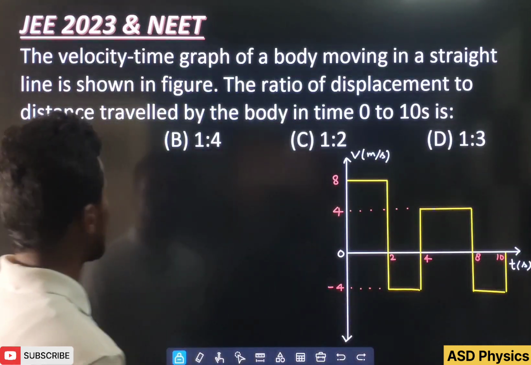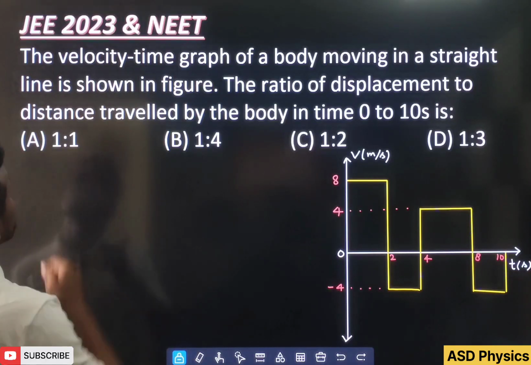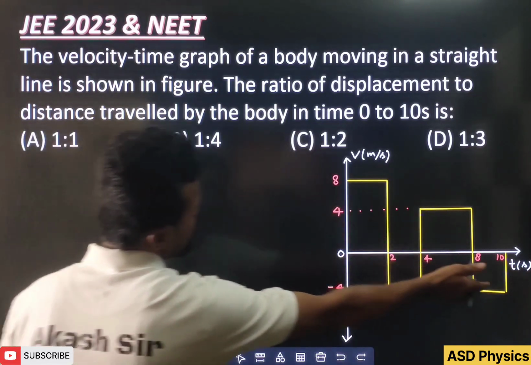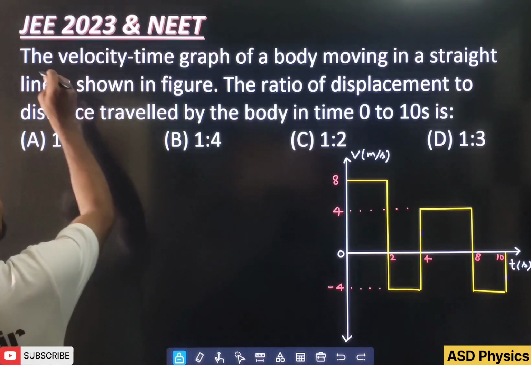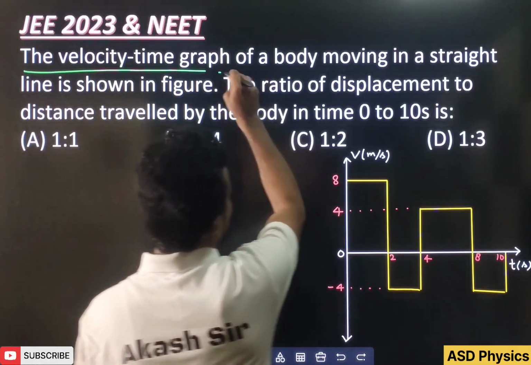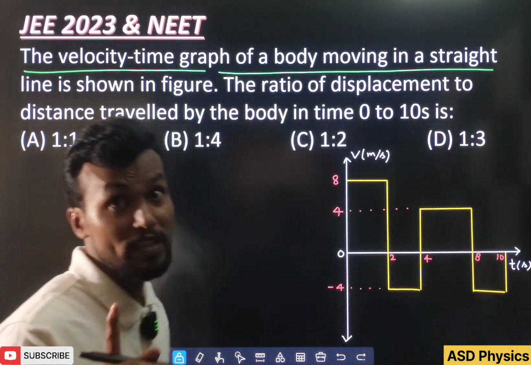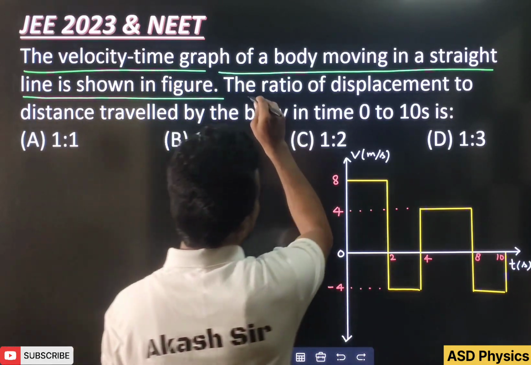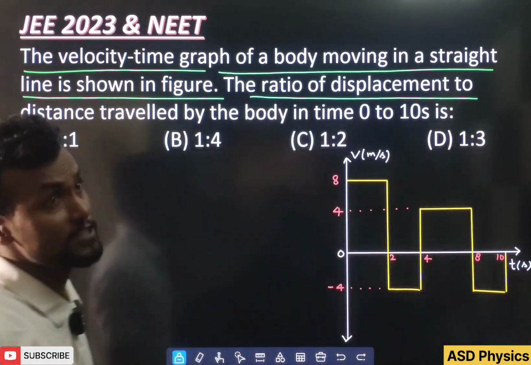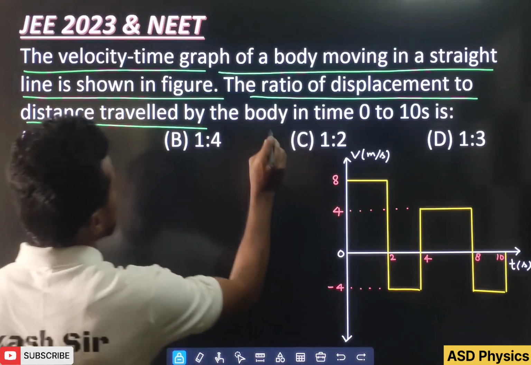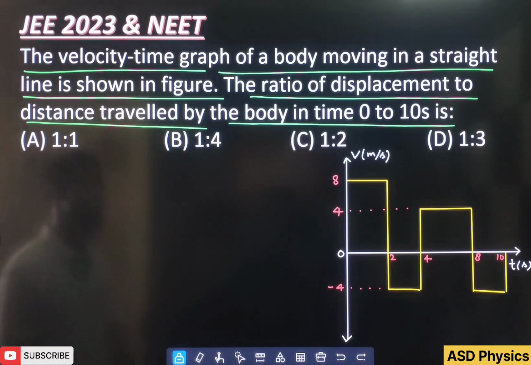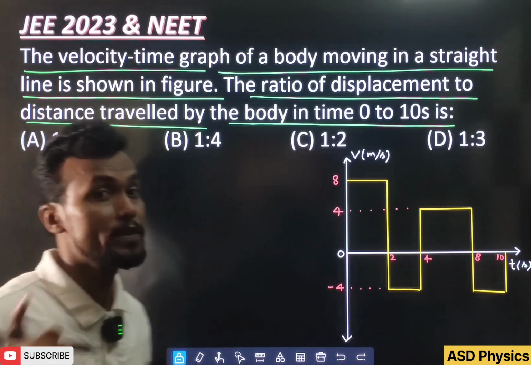So see here, the next question came in the JEE 2023 exam, important for the NEET also. You can see the velocity time graph is given. So let's go through the question. The velocity time graph of a body moving in a straight line is shown in the figure. The ratio of displacement to the distance traveled by the body in time 0 to 10 seconds. They are asking the ratio of displacement to distance.